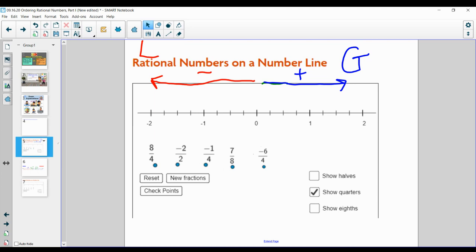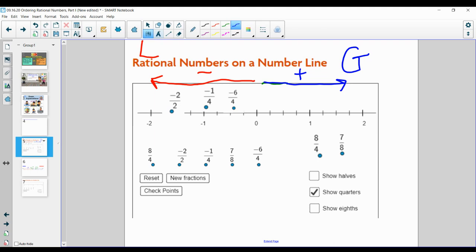So let's estimate first. This is positive, so we know it goes on the right side. This is negative, so we know it goes on the left side. There's a negative, left side, positive, and this is negative. Let's focus on the positive first.